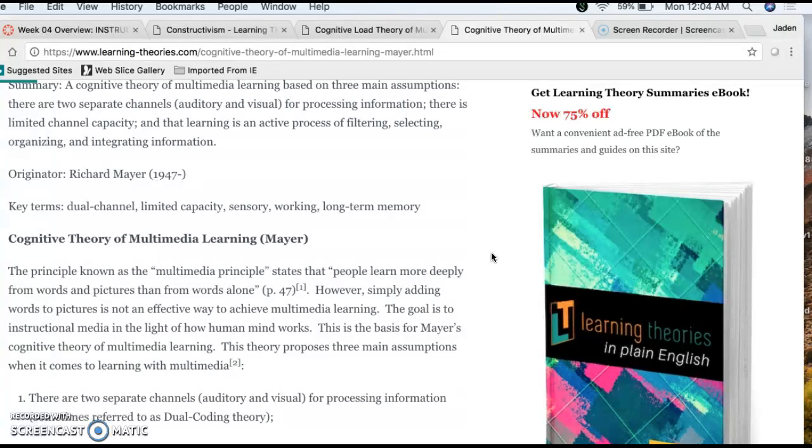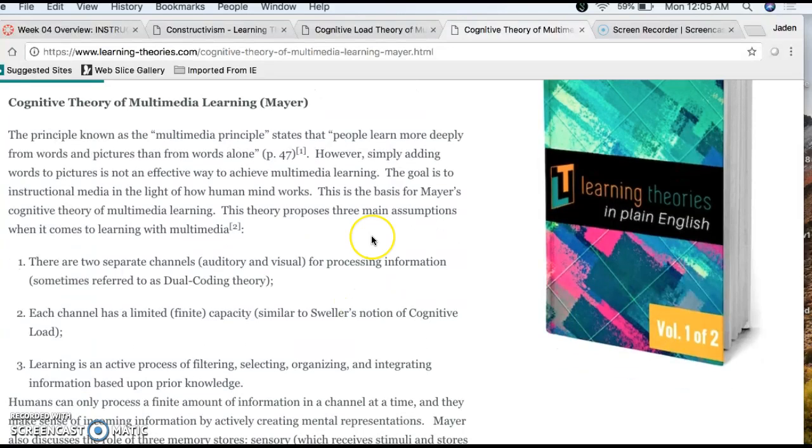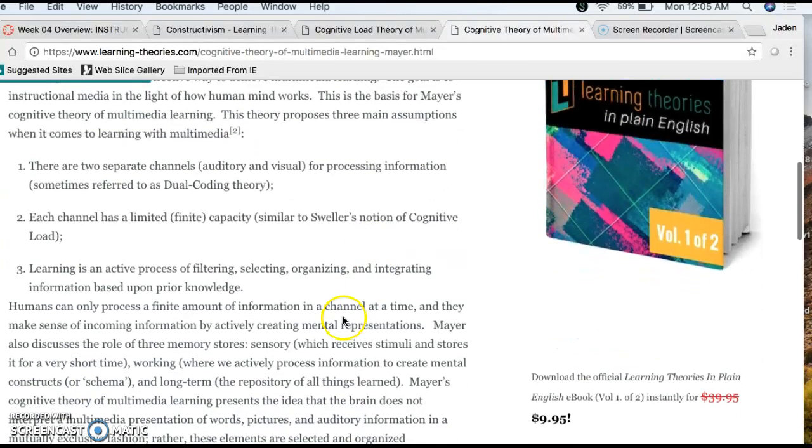Lastly is the cognitive theory of multimedia, and this one means that people learn more deeply from words and pictures rather than words just by themselves. When it comes to this theory, there are three main assumptions. The first one being there are two separate channels, auditory and visual, for processing information, and each channel has a limited capacity. Lastly, the learner is an active process of filtering, selecting, organizing, and integrating information based on prior knowledge.